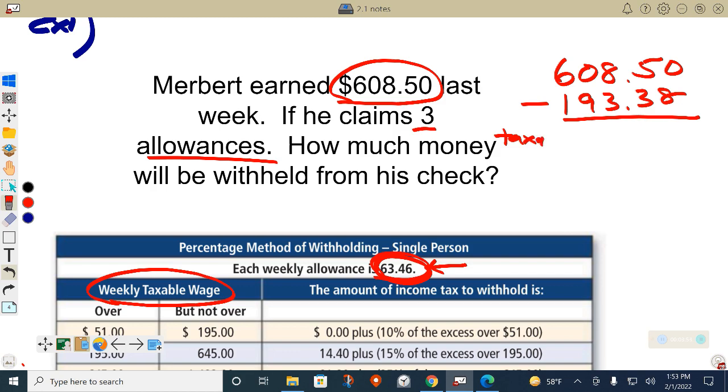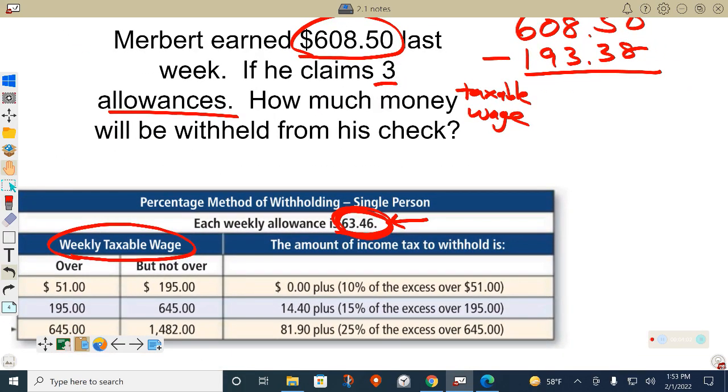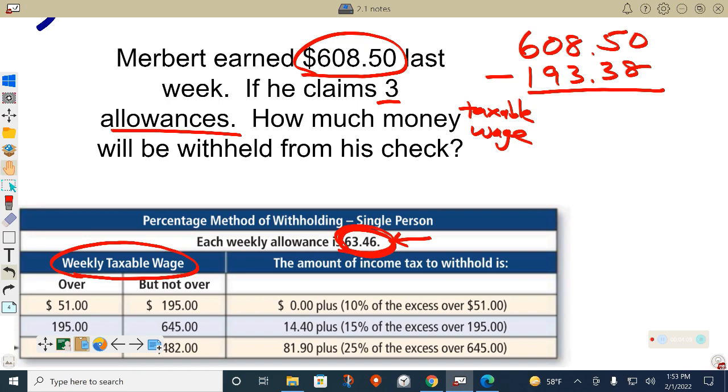Go and write this down. Taxable wage. In other words, the government is not going to tax him at $608.50. They're going to allow him to bring it down based on his dependents and his allowances.